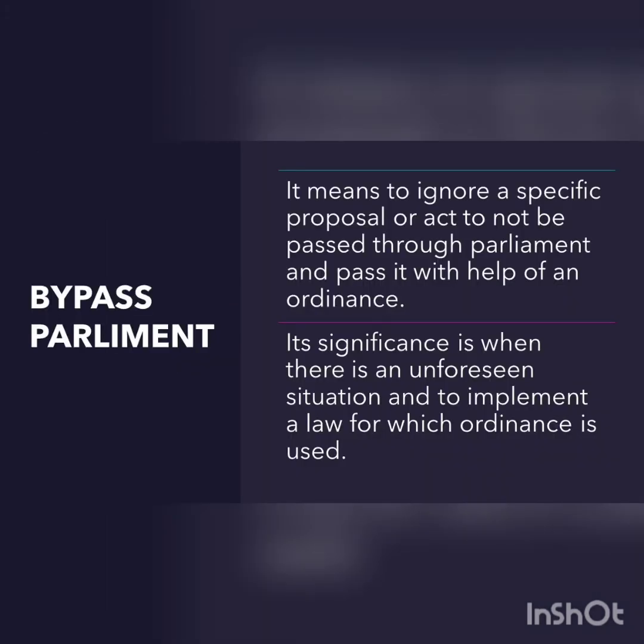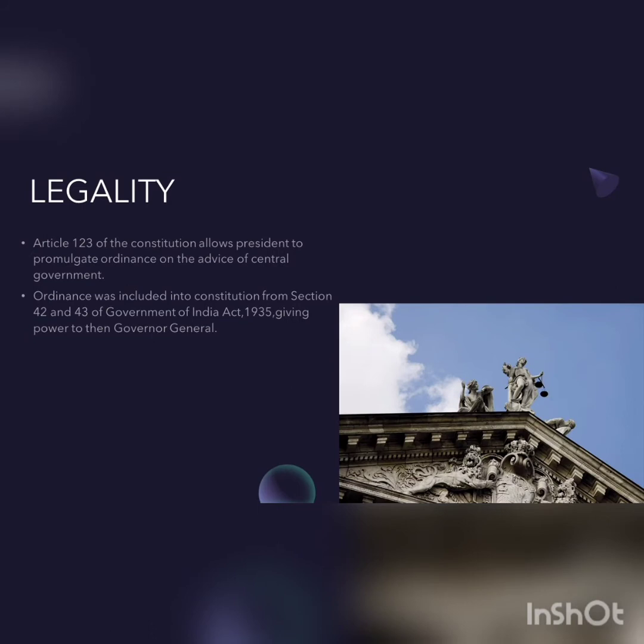To bypass Parliament means to ignore a specific proposal or act, not passing it through Parliament, and passing it with the help of an ordinance. Recently, we have seen a lot of instances where the government doesn't want a specific act to be argued by the opposition and makes it take immediate effect with the help of an ordinance. Its significance is in unforeseen situations, to implement a law for which an ordinance is used. Ordinance is seen as a way to enable the Indian government to take immediate action on issues.